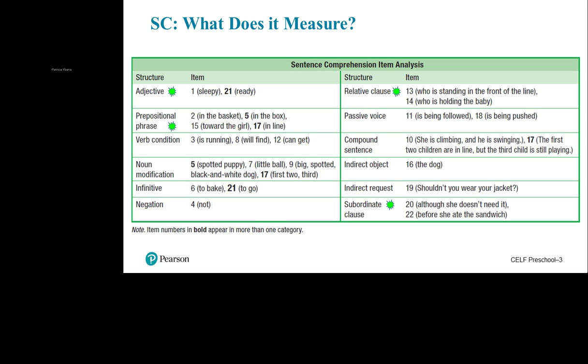So once you have administered each subtest, you can use the item analysis table to note which items were answered incorrectly and group them to determine if there's some sort of pattern or area that you want to look at more closely or possibly target in a treatment plan.